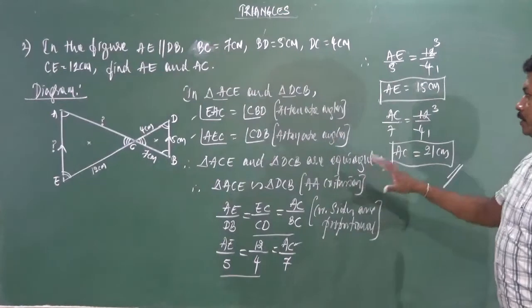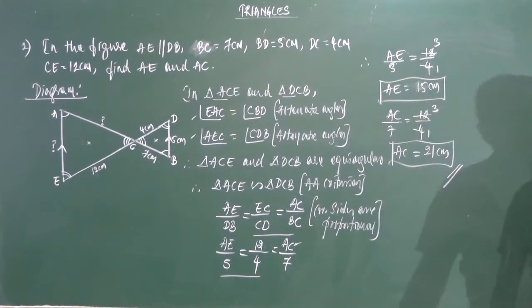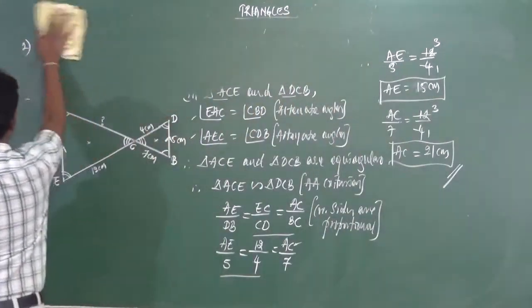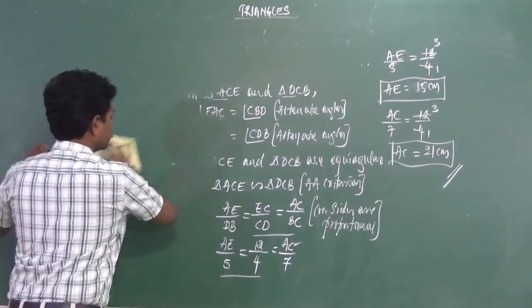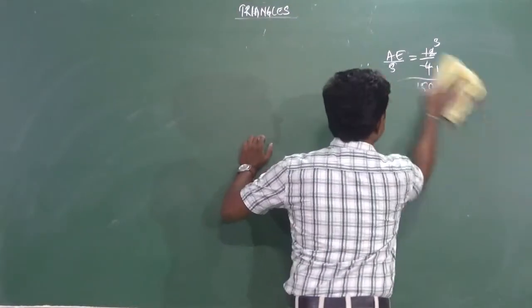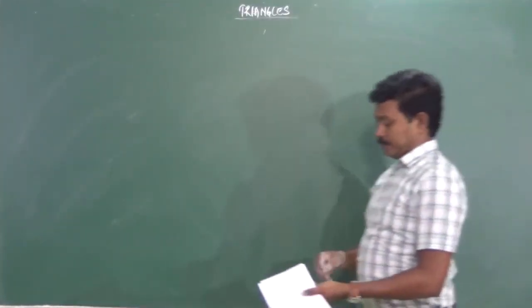So this is a beautiful numerical on the AA similarity criterion. Right. We'll go with the next problem.